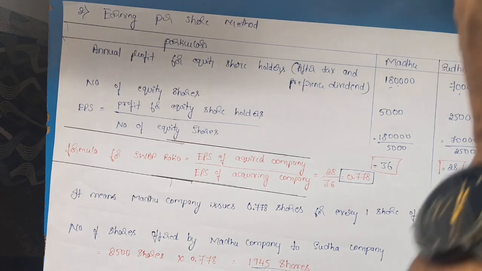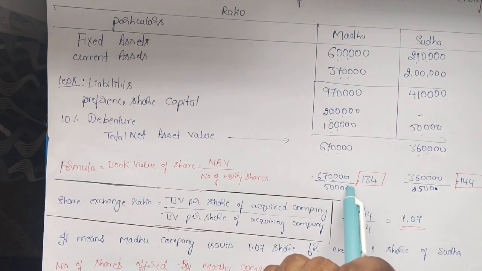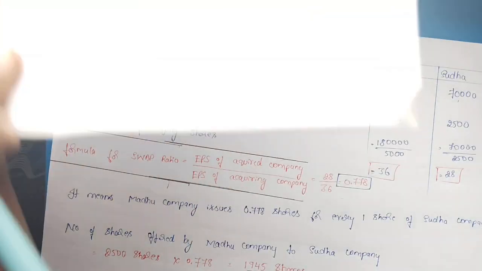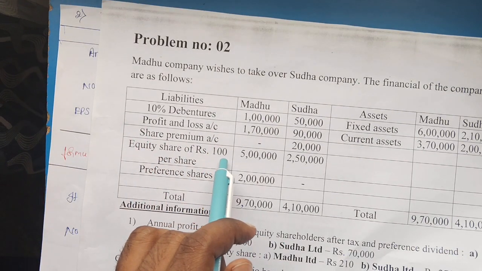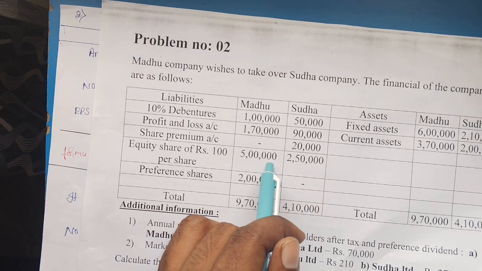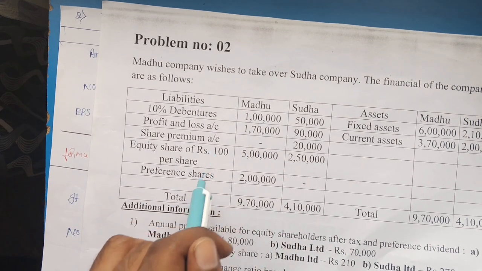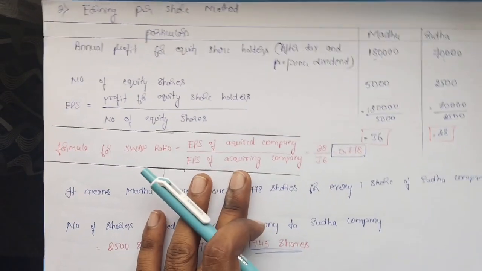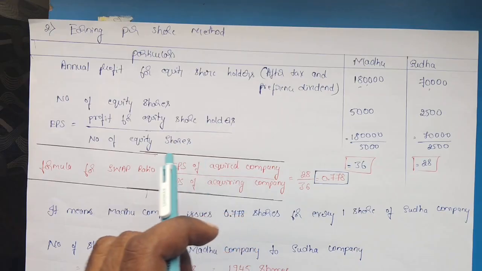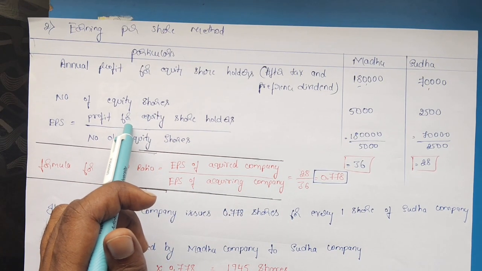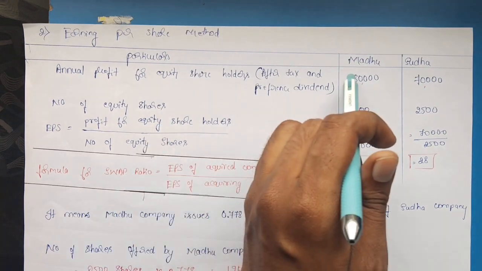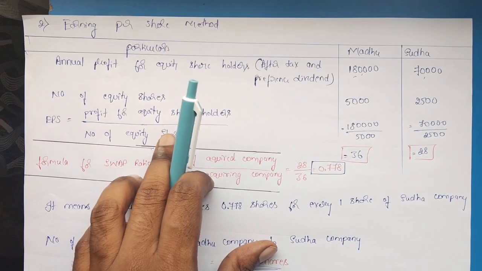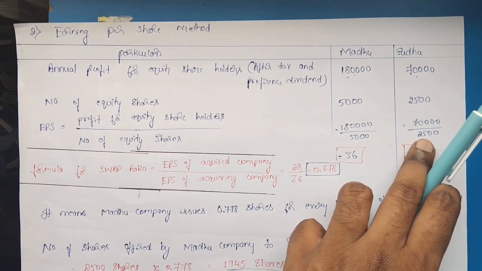That is 5,000 for the Madhu company and 2,500 for the Sudha company. One individual share is 100 rupees and they hold 5 lakh rupees of equity shares. 5 lakh divided by 100 is 5,000, and 2 lakh 50,000 divided by 100 is 2,500. So now we have the profit for equity shareholders, 1,80,000 and 70,000, and the number of equity shares, 5,000 and 2,500.